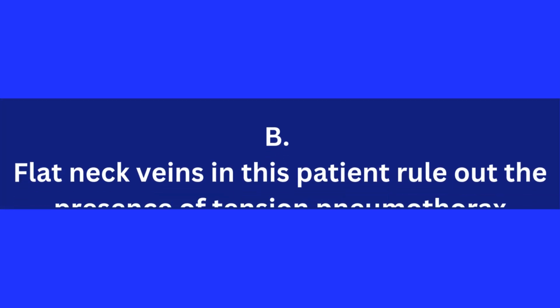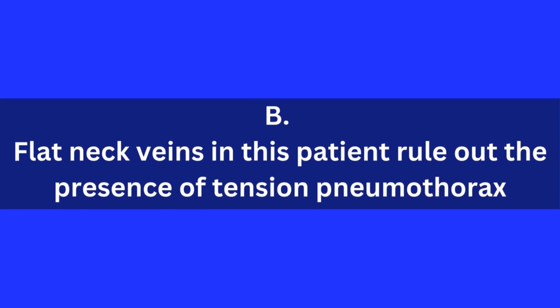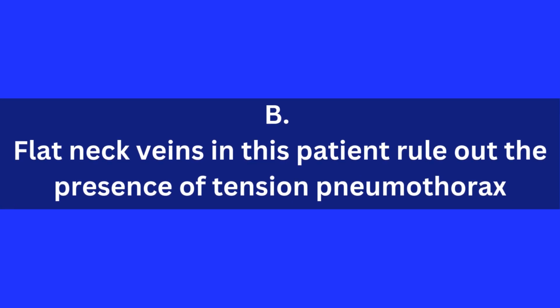B. Flat neck veins in this patient rule out the presence of a tension pneumothorax. Sadly not, because if this patient is significantly hypotensive as a result of his blood loss, he wouldn't necessarily have distended neck veins. So I think that one is potentially false.